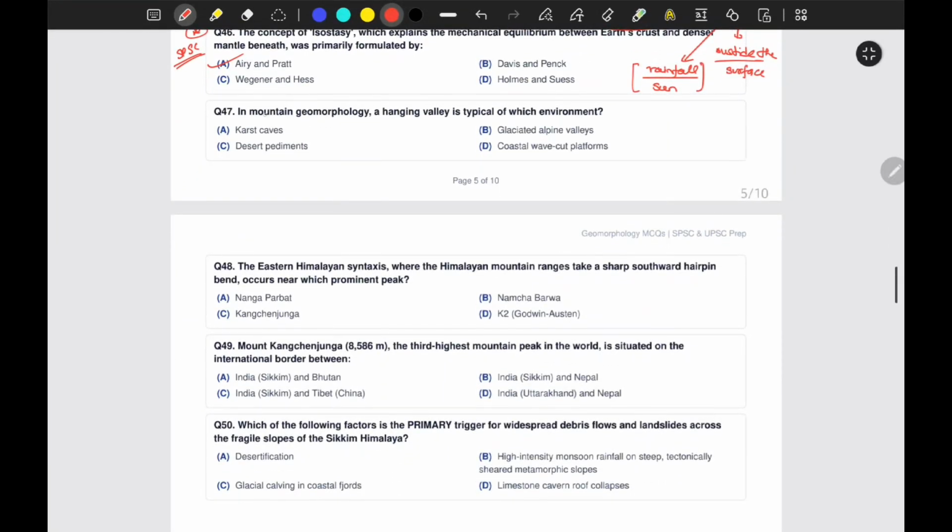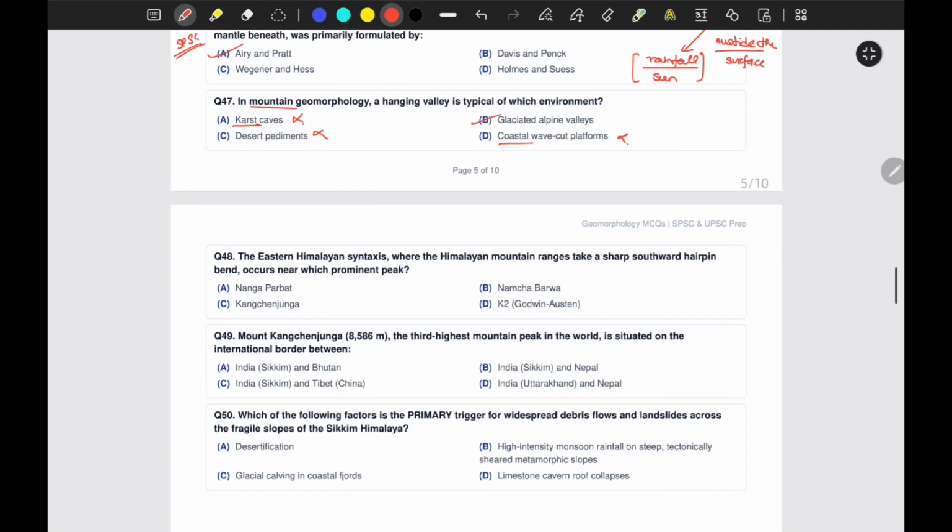Question number 47. In mountain geomorphology, a hanging valley is typical of which environment? Karst caves, desert pediments, coastal wave cut platforms, or glaciated alpine valleys? See, they have given mountain geomorphology, right? So mountain means not desert, mountain means not coastal. Karst means it is related with limestone, not this. It is glaciated alpine valleys.